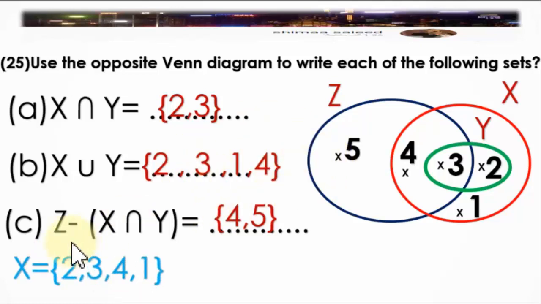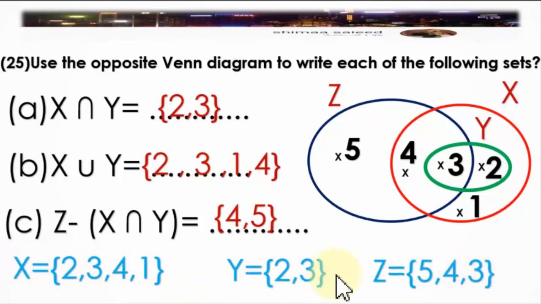We can use another way. Write the set of X by listing method: 2, 3, 4, and 1. Y equals 2 and 3, Z equals 5, 4, and 3. And it's so easy to calculate X intersect Y now. 2, 3 common elements, so X intersect Y equals the set of 2 and 3. What about X union Y? Write 2, 3, 4, and 1 and don't repeat elements. Set of Z difference X intersect Y equals the set of 5, 4, 3 difference 2 and 3, which is 5 and 4.